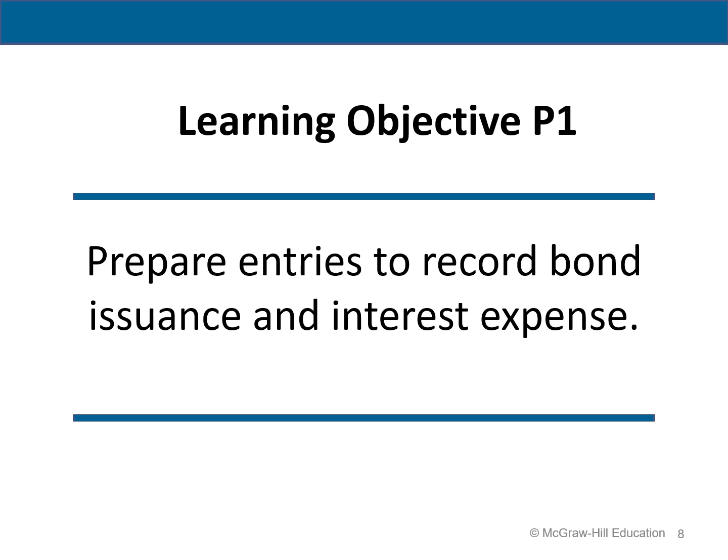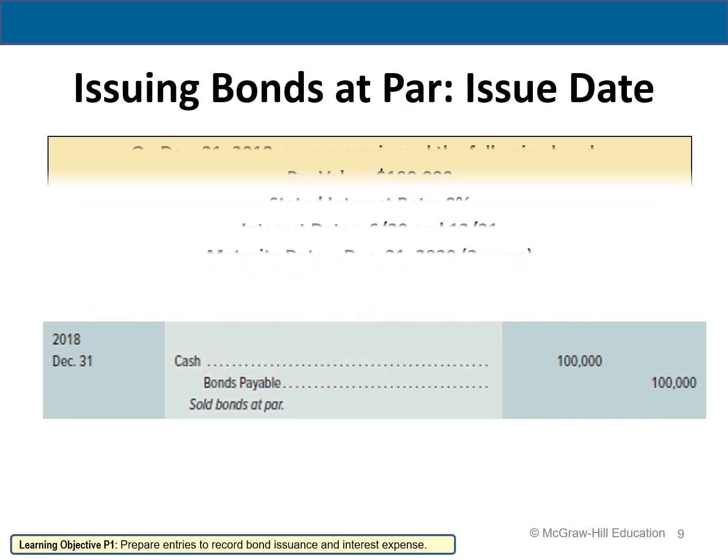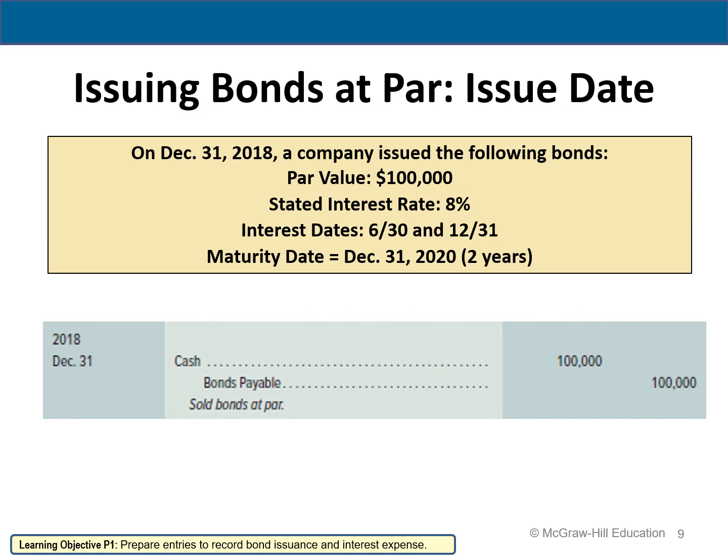All right, so if we prepare entries to record bond issuance and interest expense, let's walk through what that looks like. So if we issue a bond at par, let's look at this example. On December 31st, 18, the company issued the following bonds: par value of $100,000, stated interest rate of 8%, interest dates of 6/30 and 12/31, and it matures on December 31st, 2020. So when they issue the bond, they're going to get cash, and in exchange, they're going to have a bond payable. And so the way that we would record that is a debit to cash for $100,000, the par value, and a credit to bonds payable.